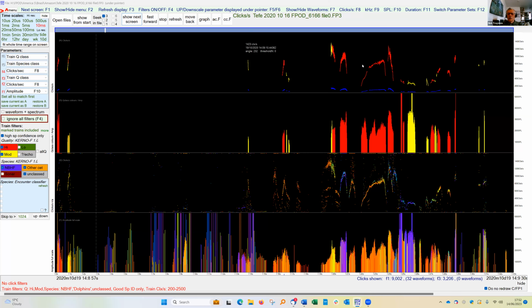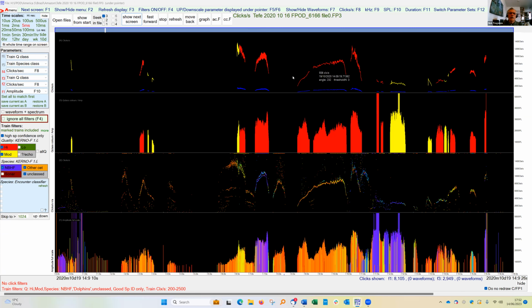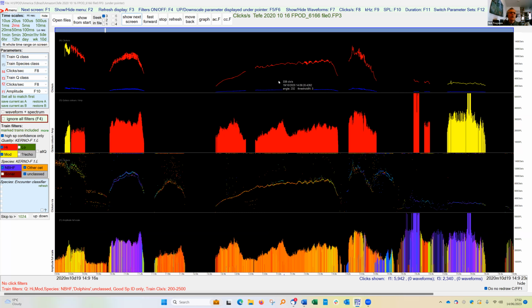So I'm looking at that and thinking, I think this is social activity. And when you look at it, this is up at 700 clicks a second. So we're into the top end of a feeding buzz, but it's going on for ages. And then it comes down and ends there, and there are no clicks in that gap. So that is a piece of social communication. This one the same, this one the same.